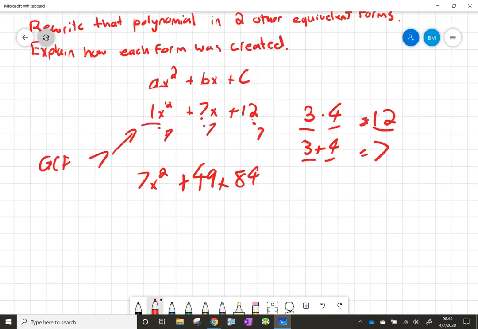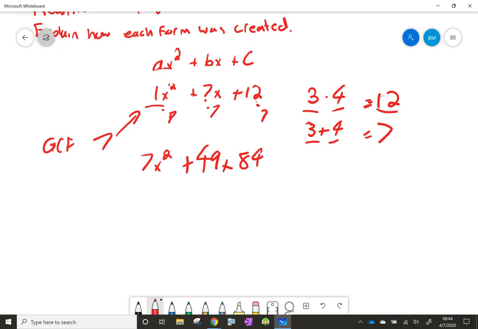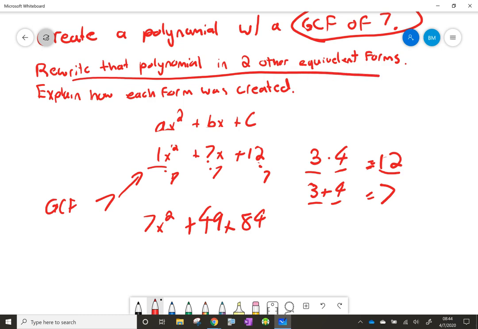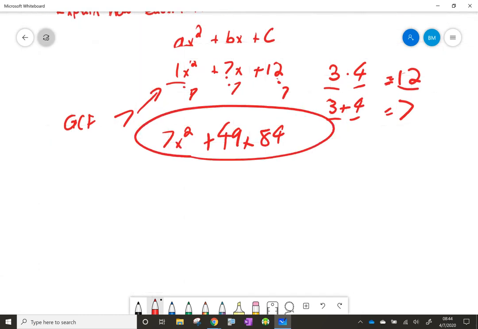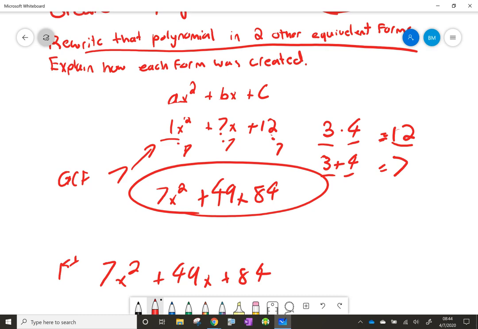So now, when I'm looking to write my answer, remember, I have to write a polynomial and two other equivalent forms. So this is going to be my original polynomial now, okay? I'm going to start my original polynomial first form. It's going to be 7x squared plus 49x plus 84. And now I've already done all the hard work to make the rest of this very, very easy.